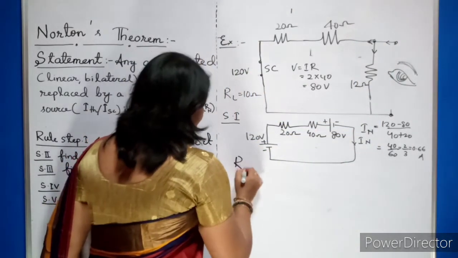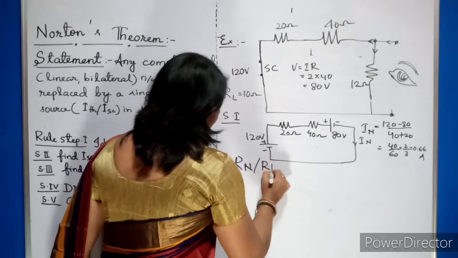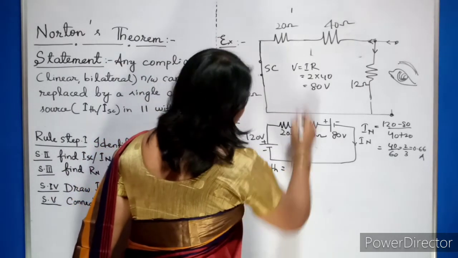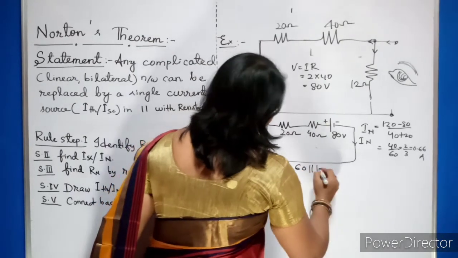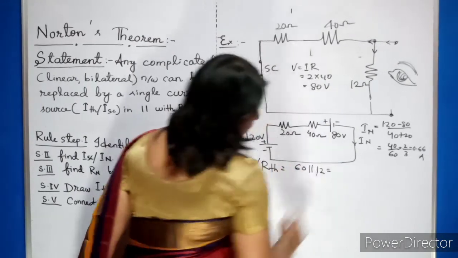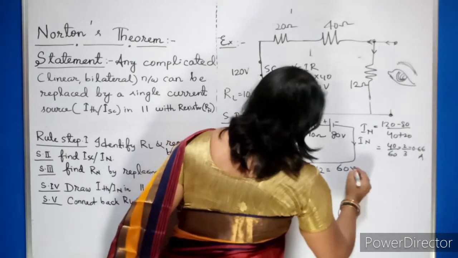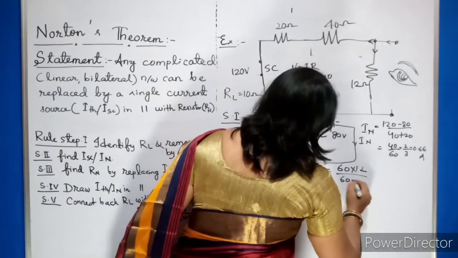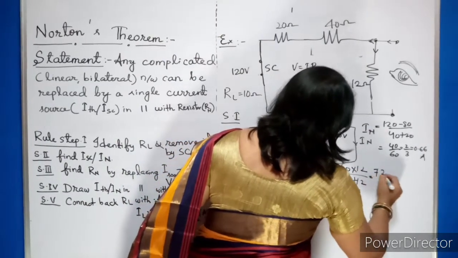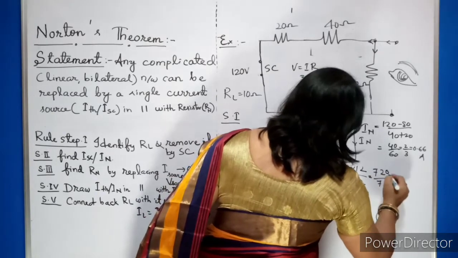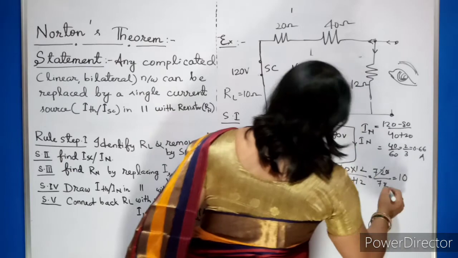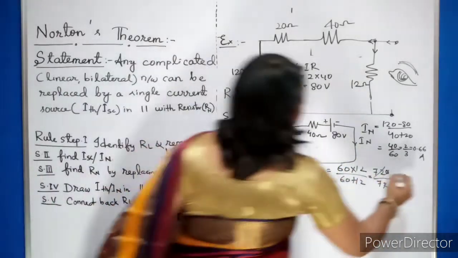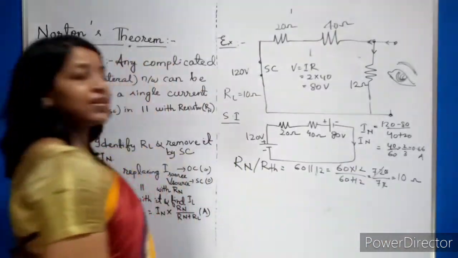So this branch and this branch are connected in parallel. So what is your Rn? That is nothing but your Rth also, equal to 20 plus 40, so 60 parallel 12. What will you write? 60 into 12 by 60 plus 12, that is 720 by 72. So it is cancelled. Finally you will get 10. Clear? This is nothing but your Norton's resistance.